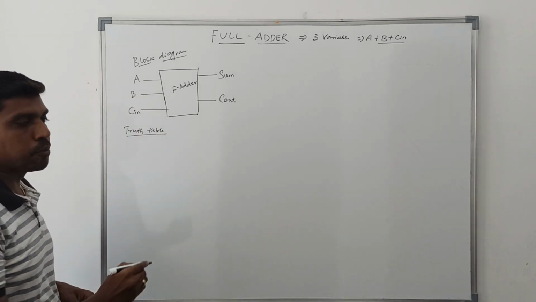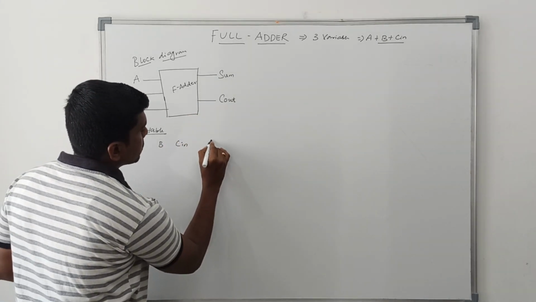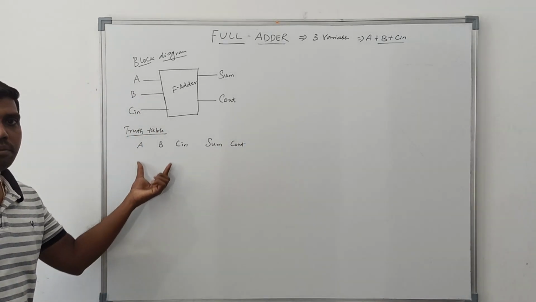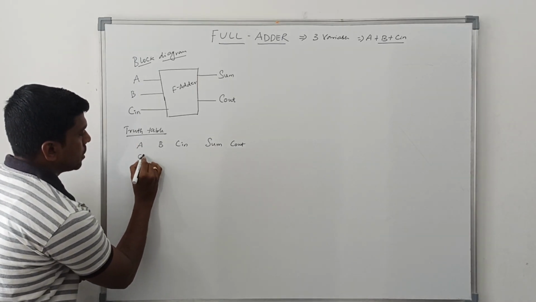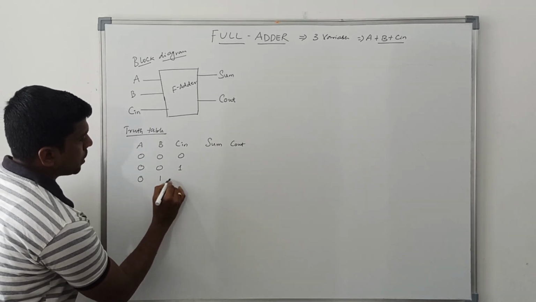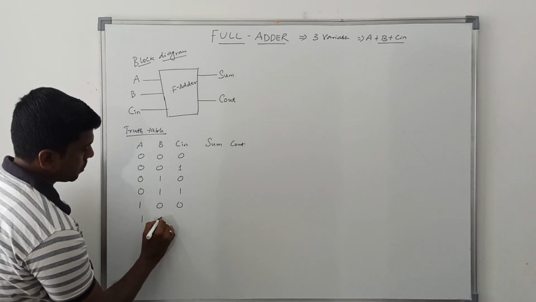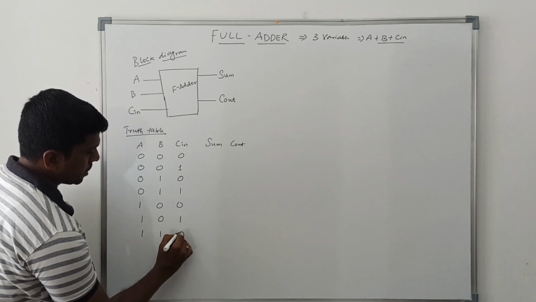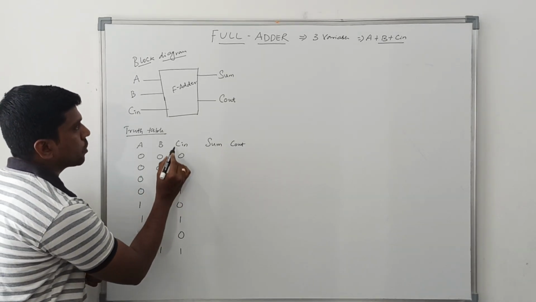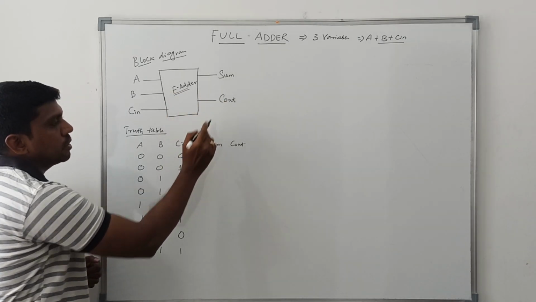It has three input variables A, B, C in. Output variables are sum and C out. These three variables make 8 combinations of input: 0 0 0, 0 0 1, 0 1 0, 0 1 1, 1 0 0, 1 0 1, 1 1 0, 1 1 1. These are the input combinations. This input combination is applied to the full adder circuit. After processing, it produces the output sum and carry.